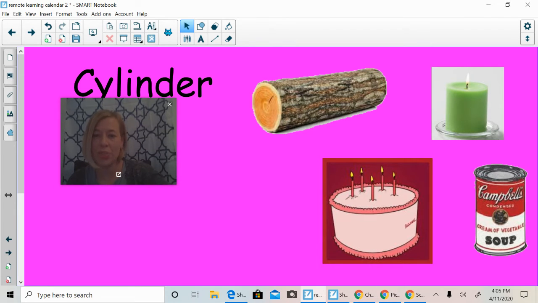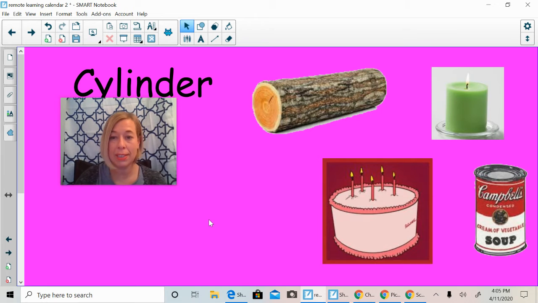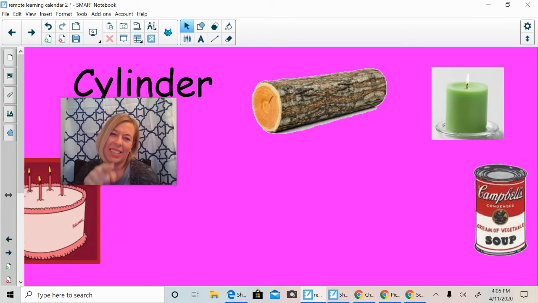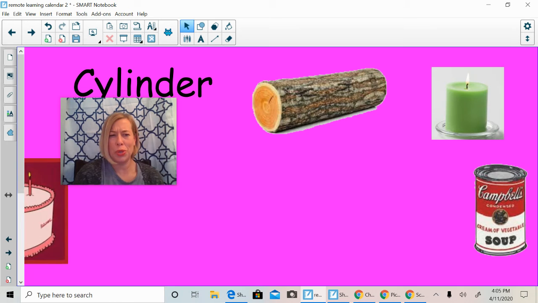How about this birthday cake? Not all birthday cakes are shaped like this, but this one is a cylinder. It has a circle on the top and a circle on the bottom. It's round on the sides. Ready? Silly cylinder.